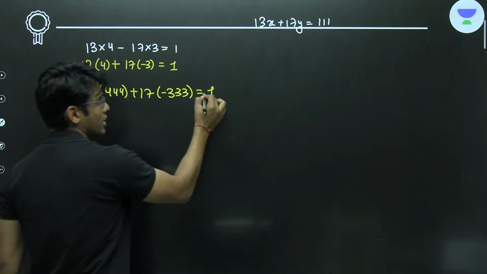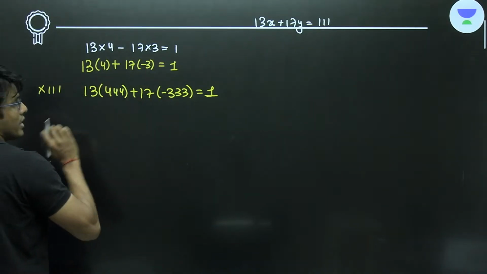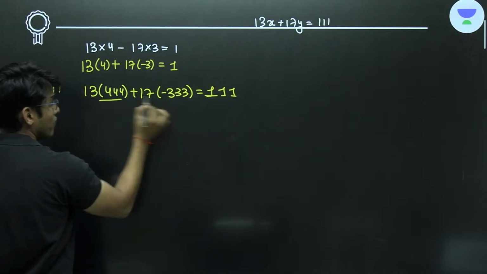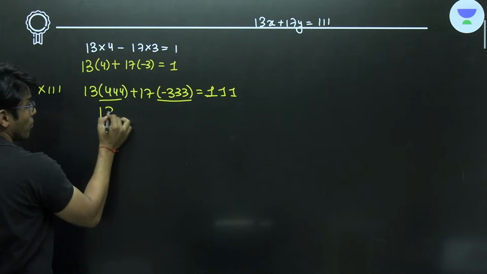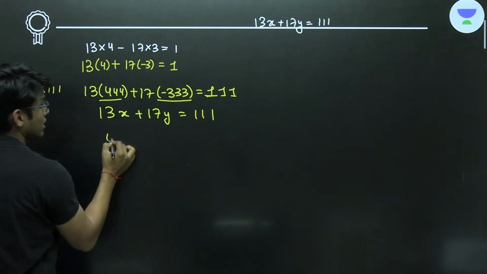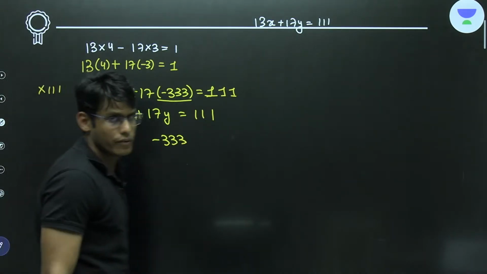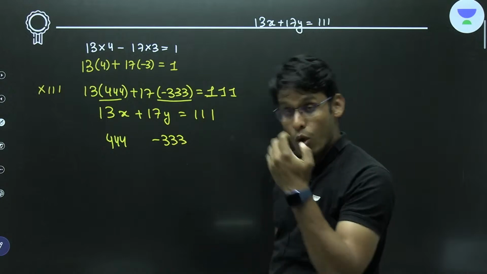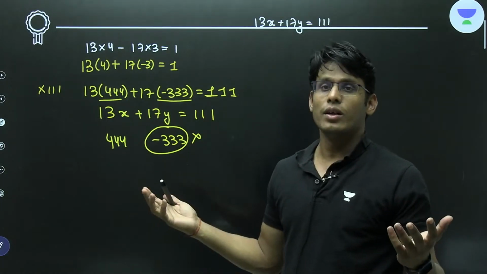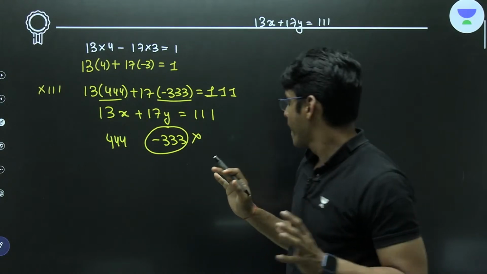Now this is very interesting. Why is this interesting? Because you have one solution here. Now compare it with this. Can I say that 444 and minus 333 are one solution? Like this is one solution. Obviously it is rejected since y is not a natural number, but we have got the starting point here.